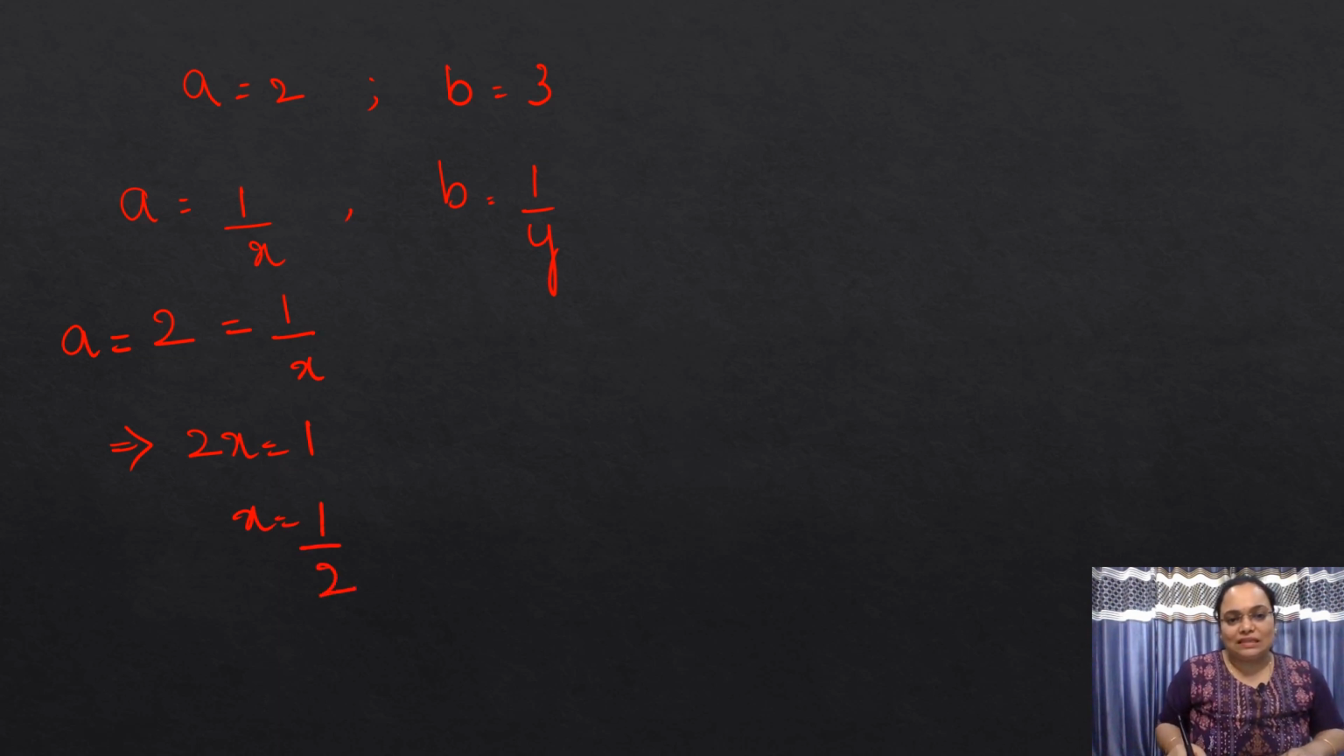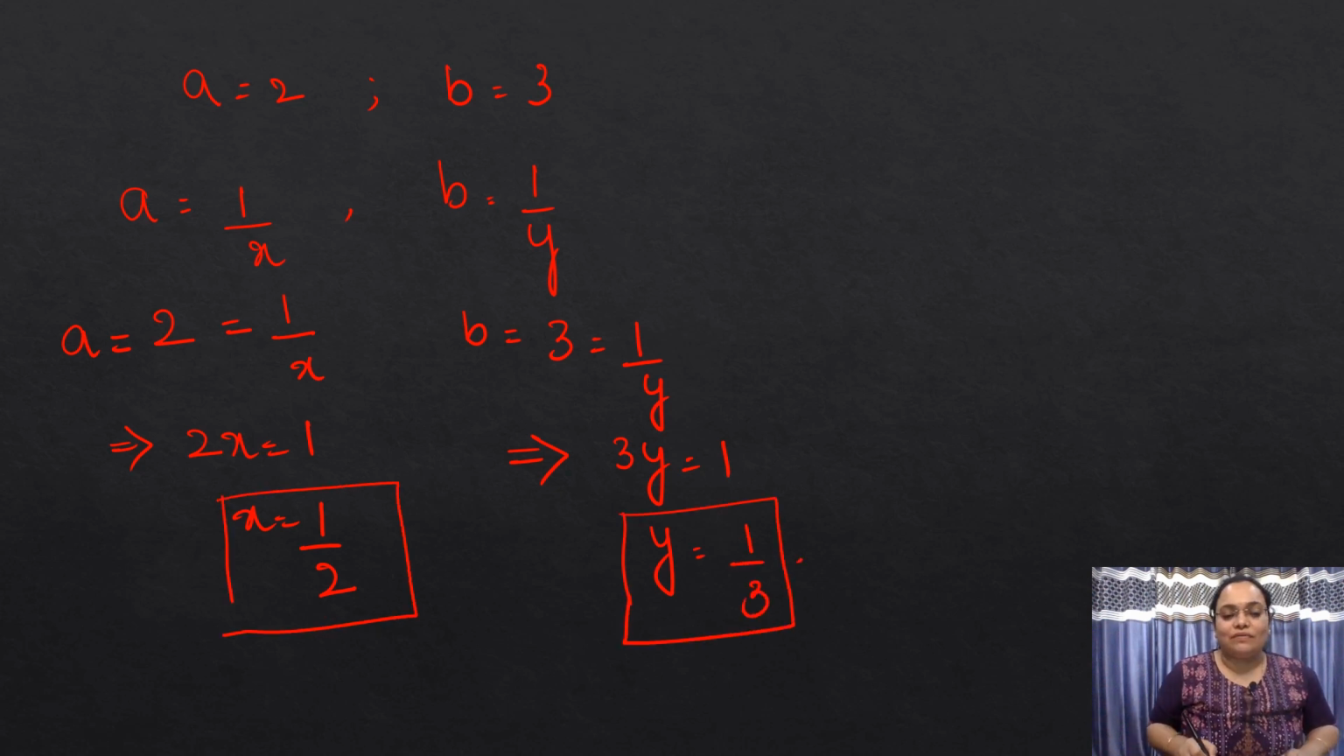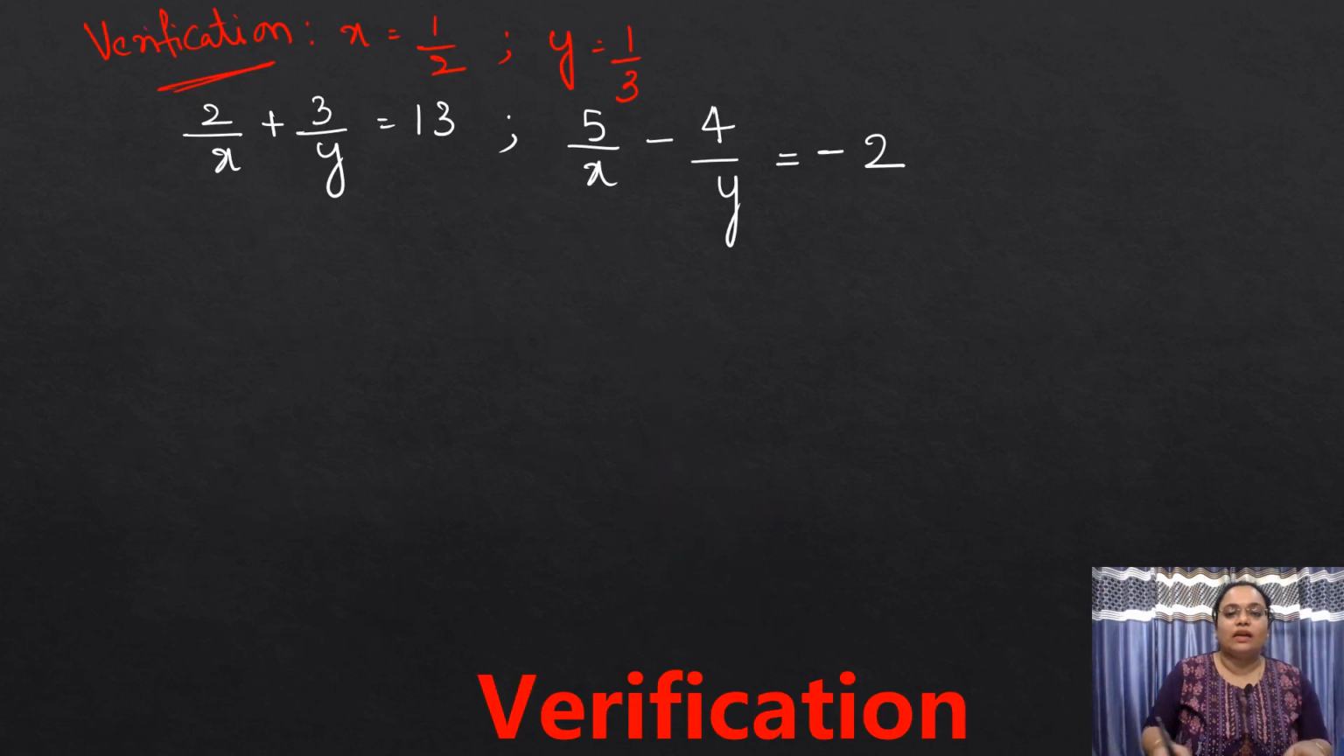Okay. In the same way, b is equals to 3 is equals to 1 by y. So, 3y is equals to 1. y is equals to 1 by 3. Okay. The value of x is 1 by 2 and the value of y is 1 by 3. Okay, clear? So, how do we do the verification? We will substitute the x and y values in the original equation and see if the equation satisfies on both the sides. Let us substitute.